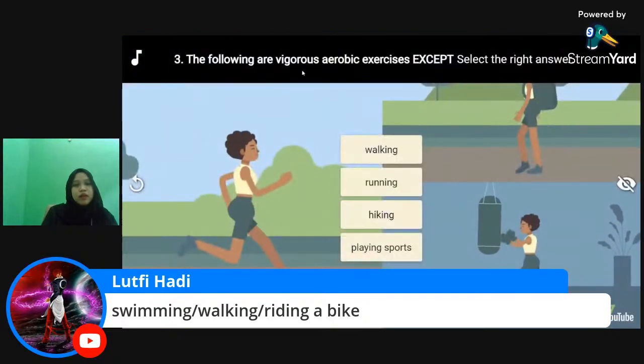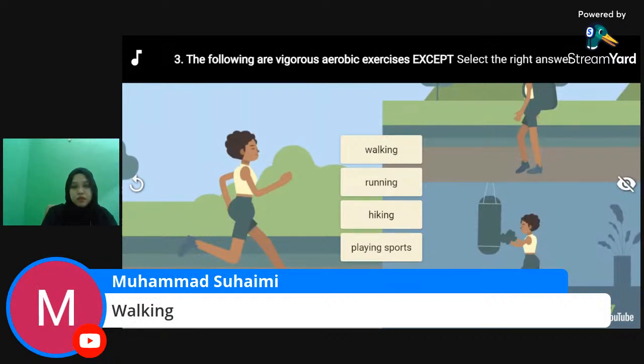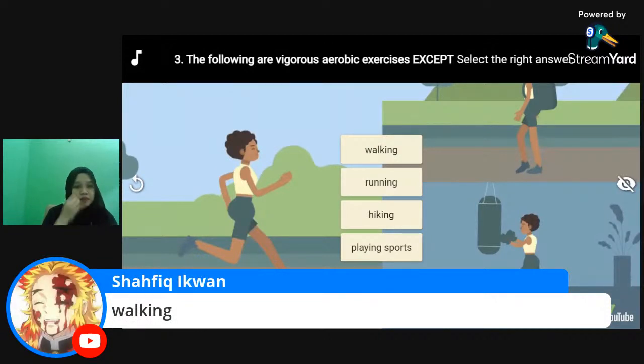Okay, the following are vigorous aerobic exercises except, which one is not a vigorous aerobic exercise? Not vigorous. Some say walking, some say hiking. Okay, walking. Any other answers?